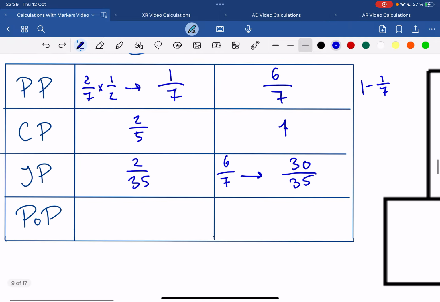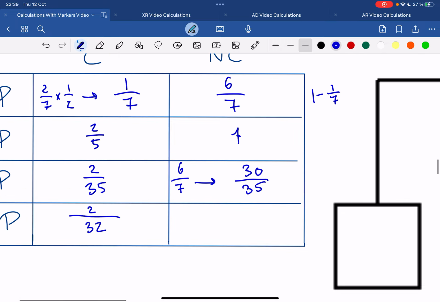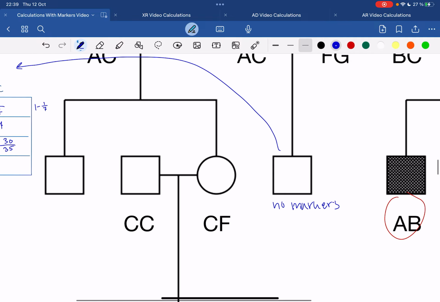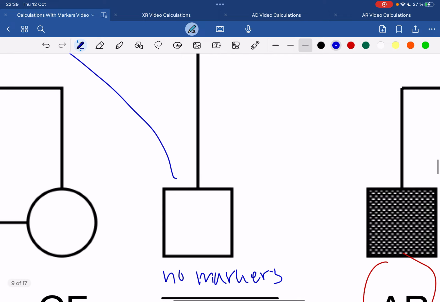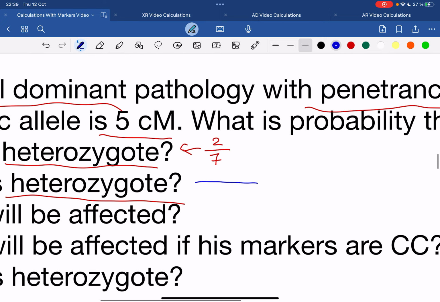And then we take the top here divided by the top plus the bottom, which would be 32. Not the top plus the bottom, the top here as well as the top here, to get 32. So now we know that the chance for this person to be a carrier is 2/32, or 1/16 if we simplify it like this. So the answer here is 1/16.